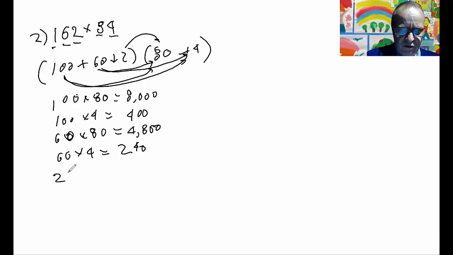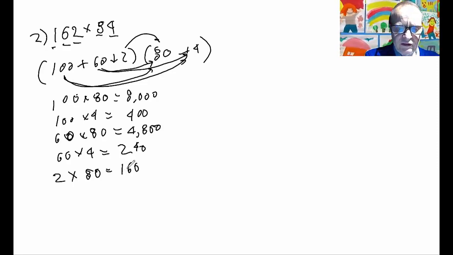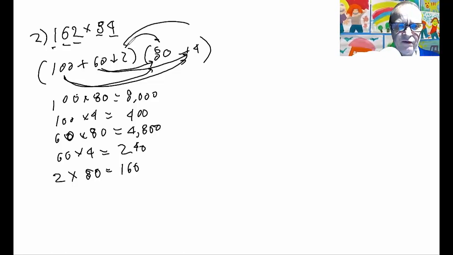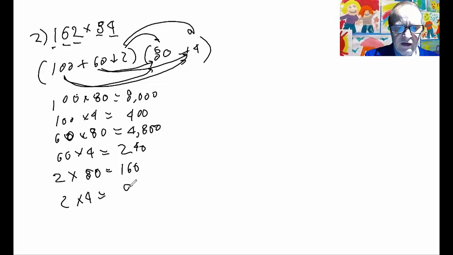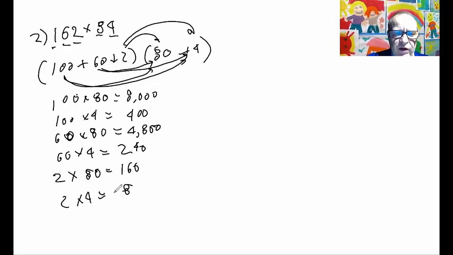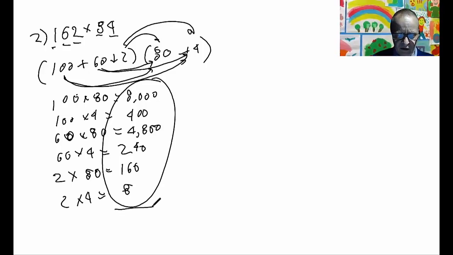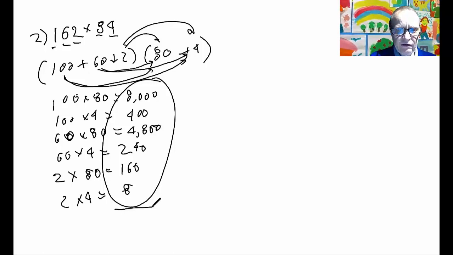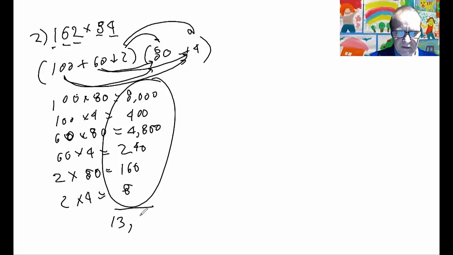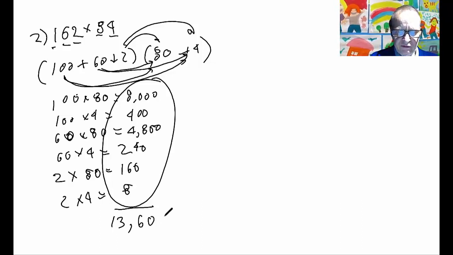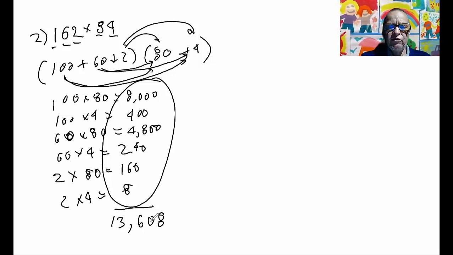Then 2 times 80 is equal to 160. And then finally, 2 times 4 is equal to 8. And then what we do is we add all these up. So we add all of those up, and we get 13,608. And that's our answer.